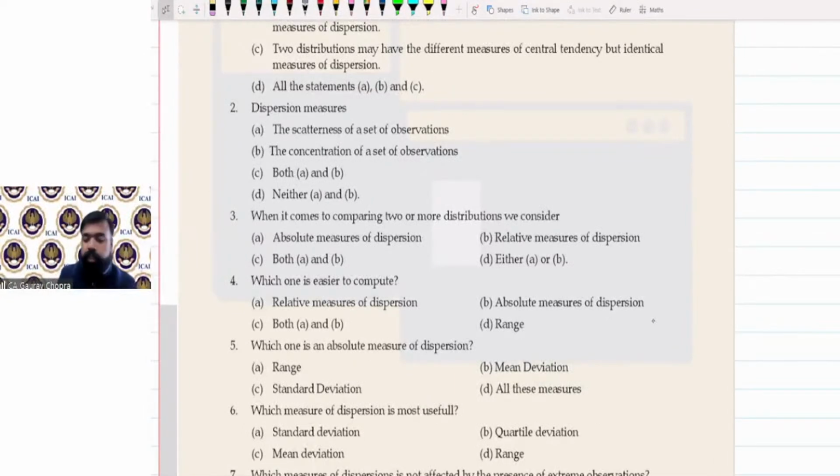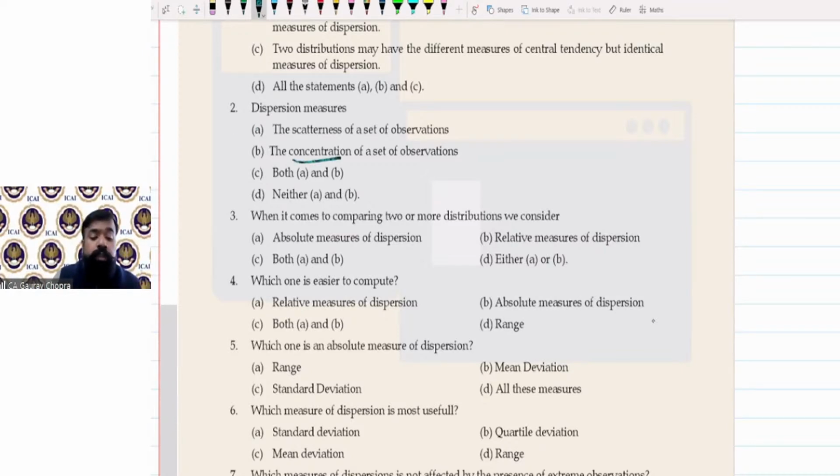Let's select some random question on those topics which we have done. Second one, dispersion measures the scatterness of set of observation or the concentration of set of observation. So what is the meaning of scatterness? Scatter means deviations, fluctuations or the variation. तो जितना भी डेटा जो स्कैटर हुआ है उसी को ही हम क्या बोलते हैं, डिस्पर्शन. So option number A is correct.